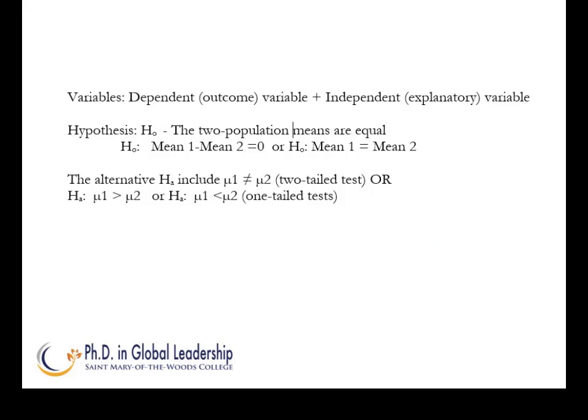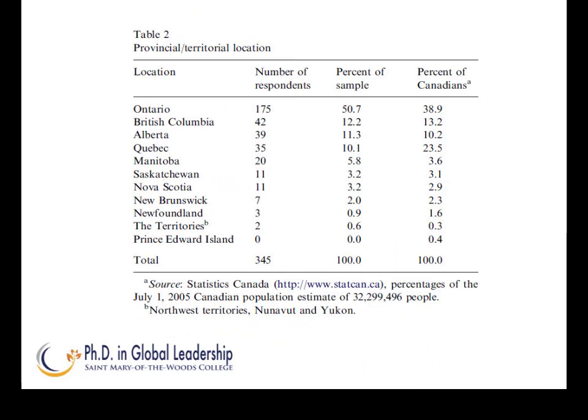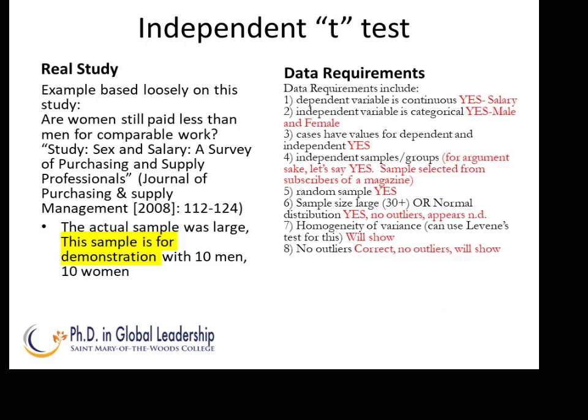Let's look at an example based on a real study from the Journal of Purchasing and Supply Management, looking at annual salaries of purchasing managers for males and females to determine if there is a significant difference. The actual study has over 300 data points, but for demonstration purposes we will work with 10 men and 10 women. The data requirements listed here must be met in order to conduct this test.